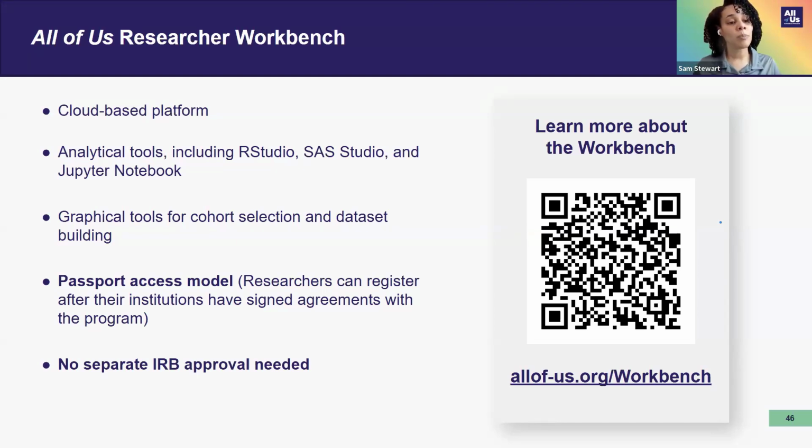The thing about the Researcher Workbench is that we have a passport access model. What that means is that you can register with an institution that has a data use and registration agreement in place, but you do not need separate IRB approval, and you do not need to have a project in mind when you start your Workbench journey. So that's something that's really nice. You can have multiple workspaces at a time and work on multiple projects at a time. To learn more about the Workbench, you can scan the QR code, which has an article that gives a high-level overview of the Researcher Workbench.